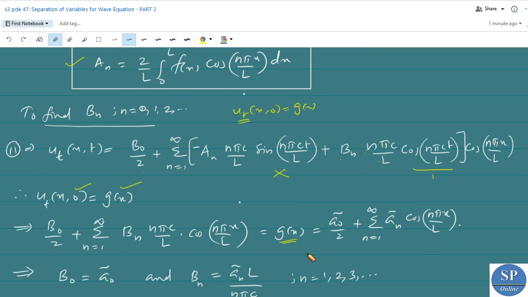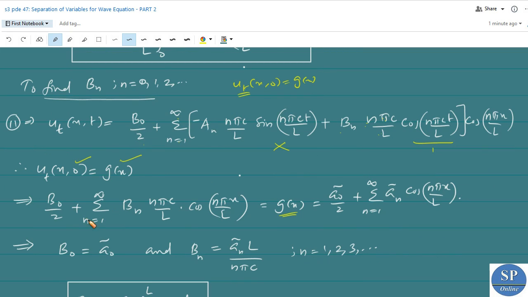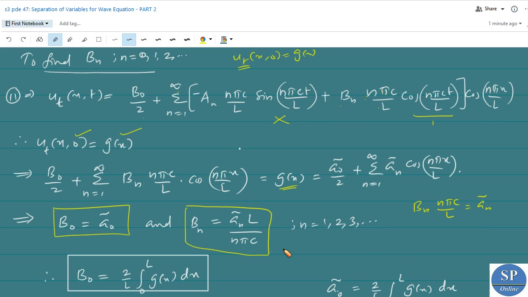Okay, so from this we get b naught by 2 will be equal to a naught tilde divided by 2, that is b naught is equal to a naught tilde. Comparing the coefficients, bn will be equal to n tilde L divided by n pi c, because bn into n pi c by L is equal to n tilde. So from this we get bn is equal to n L divided by n pi c. Okay, so we have bn is equal to this.